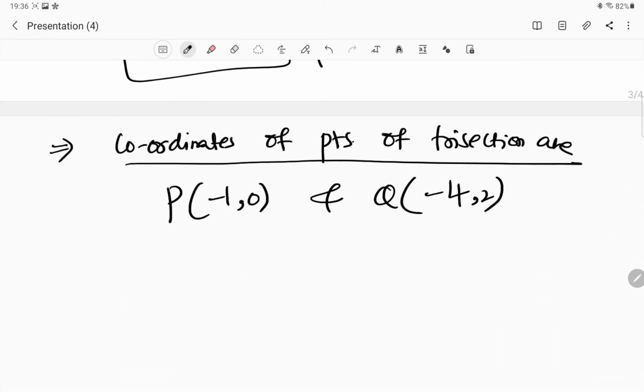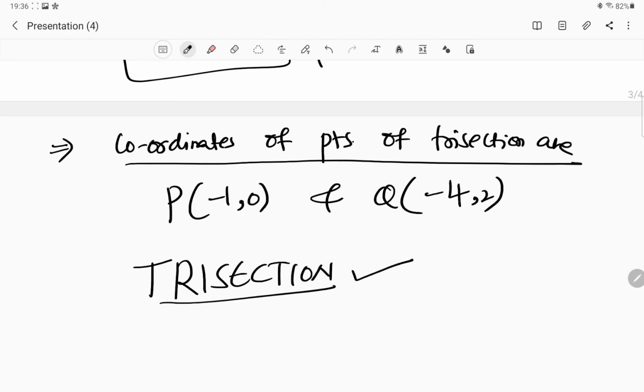All right, so this was a simple case of trisection, right? So trisection means the line will be divided into 3 equal parts. So this is quite a simple question which you can easily solve.